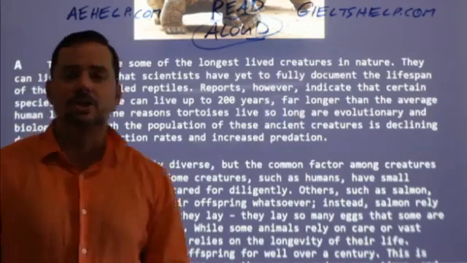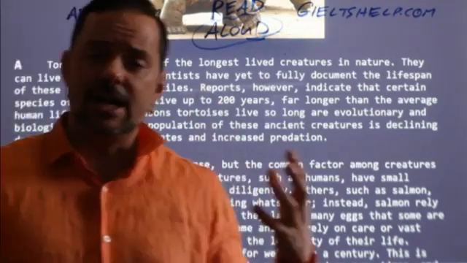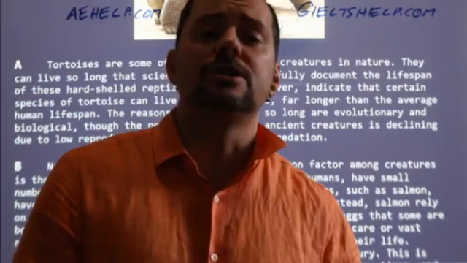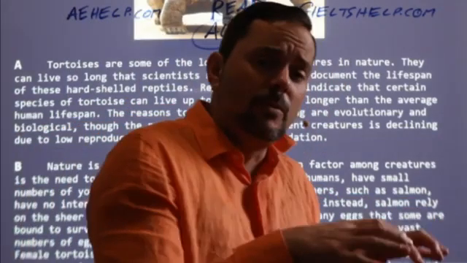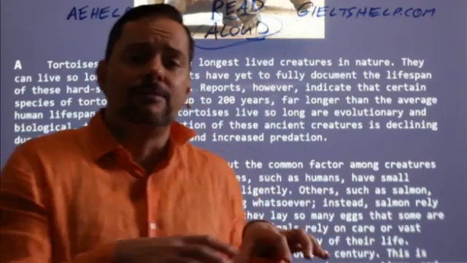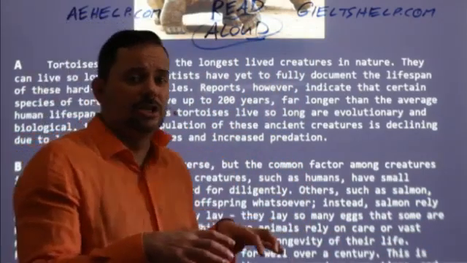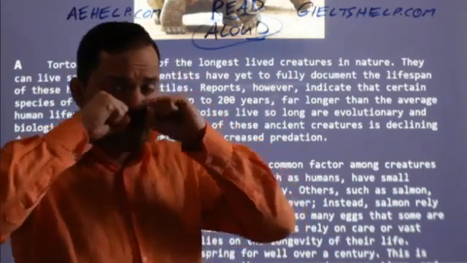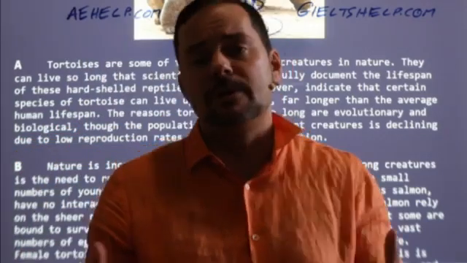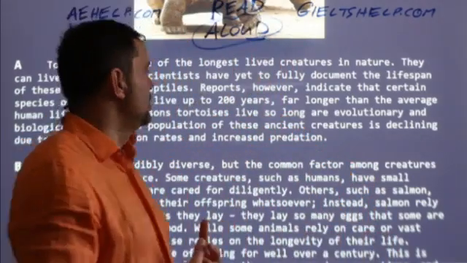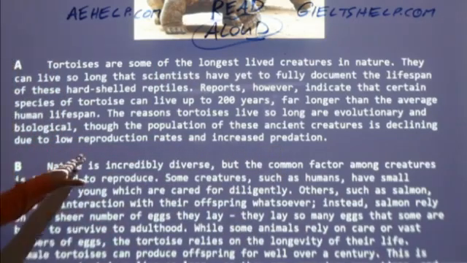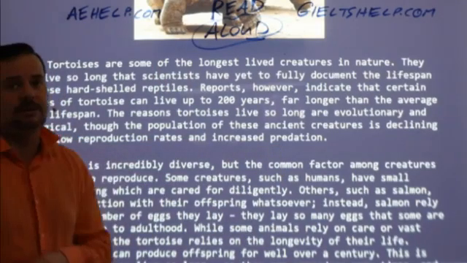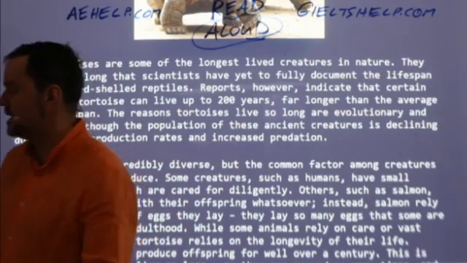All right, it's the introduction. I just visualized and it told me that tortoises are living for 200 years. I'm a 200-year-old tortoise. Why am I living so long? Evolutionary and biological, but I'm sad. Why am I sad? Because a lot of my buddies are dying. Why are they dying? Because we're being attacked and because we're not having a lot of babies. All right, so I'm keeping that in mind.